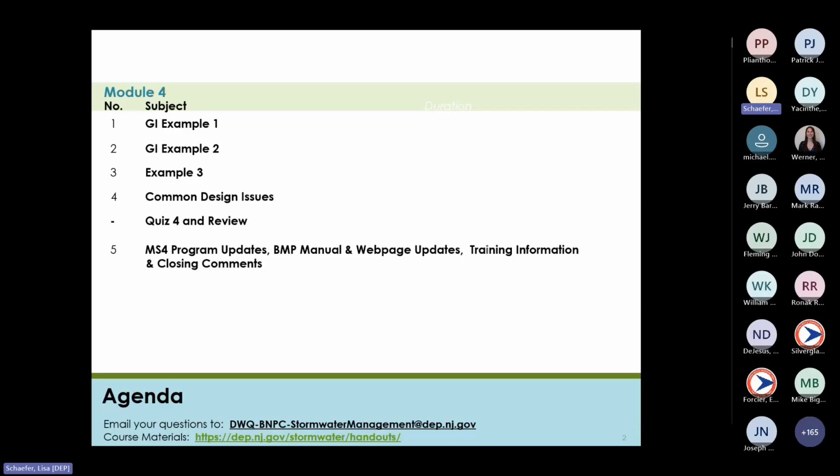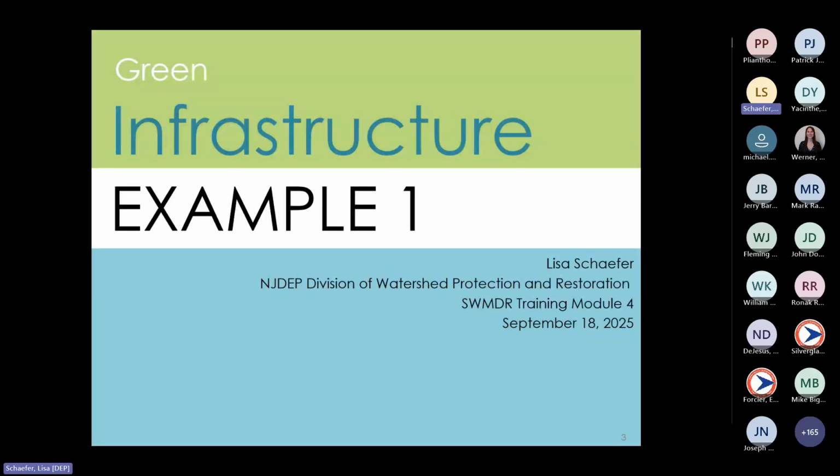Okay, let's move on. All right, so in earlier modules, we introduced what we mean by green infrastructure and some of the regulatory requirements pertaining to it. So I'm going to start with an example that incorporates GI into the design, and then I'm going to show you how we evaluate it to find out whether or not it follows what's spelled out in the fact sheet, which was covered in Module 2.